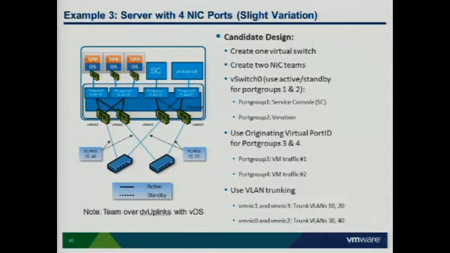And then originating virtual port ID will be used for port groups 3 and 4, and we'll have our VM traffic groups 1 and 2 on those. And we'll use VLAN trunking. So same thing again here. VMNIC 1 and VMNIC 3 will be trunked to VLANs 10 and 20, where VMNIC 0 and VMNIC 2 are trunked to VLANs 30 and 40.